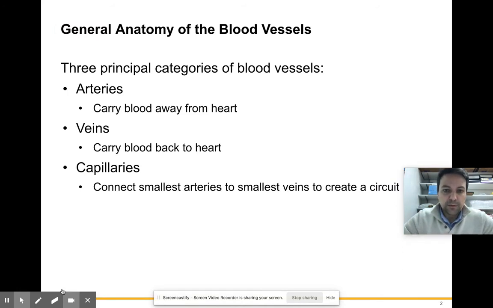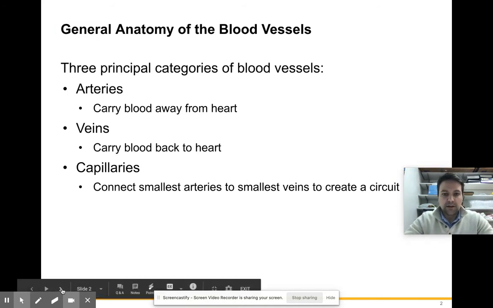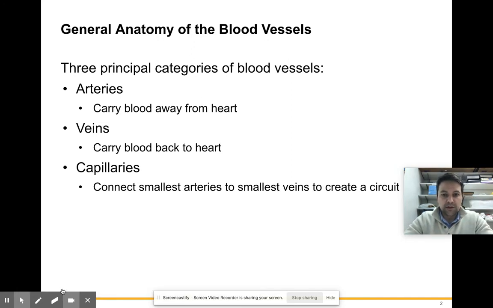So we're going to talk about blood vessels today. And again, like I said, we talked about the blood flow through the heart in another lecture, so we're not going to go through that. We'll just talk about the blood vessels, the veins, and their corresponding arteries.